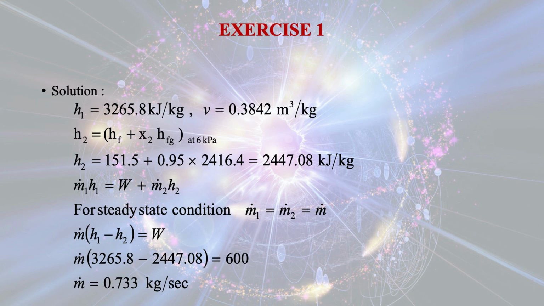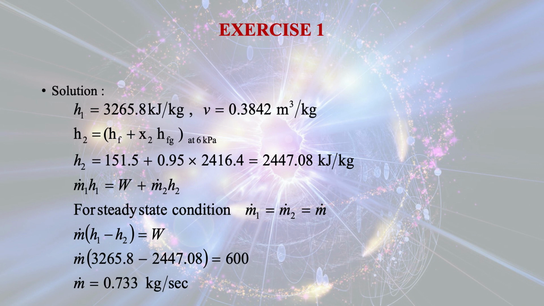Now in this expression, m dot 1 is the rate of mass entering into the steam turbine and m dot 2 is the rate of mass leaving out from this turbine. For steady state condition, the rate of mass entering into the turbine is equal to the rate of mass leaving out from this control volume, that is equal to m dot. So the expression will be m dot multiplied by h1 minus h2 is equal to W dot.